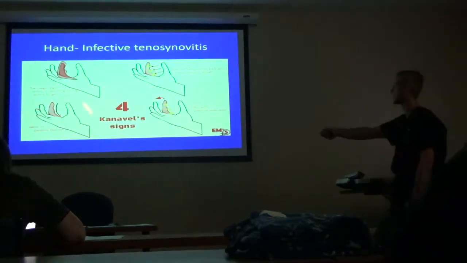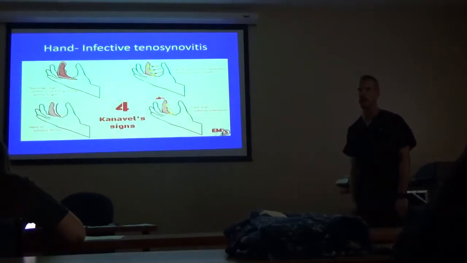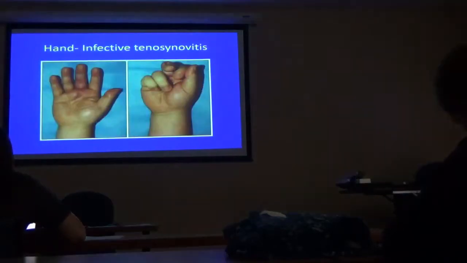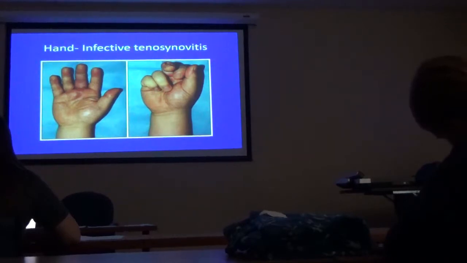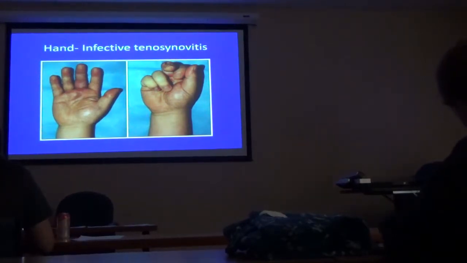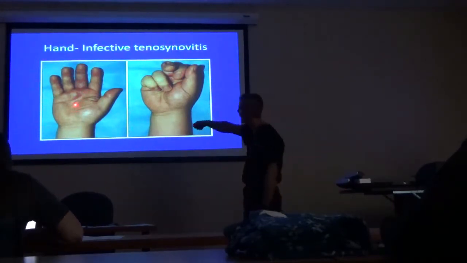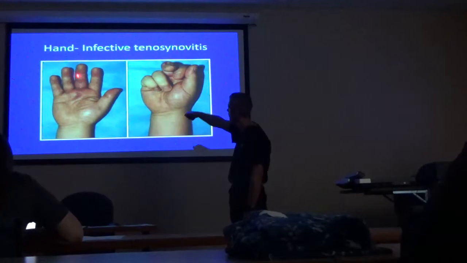Oh, I put it in there. Kanavel signs. Sorry. There you go. Look. Four Kanavel signs for flexor tenosynovitis. There'd be a test question. The guy's not flipping you off. He just can't get his finger in. It's a slightly flexed finger. And so you can see how this erythema starts to track down that tendon sheath. You see how it kind of goes down here? Right? Yeah.